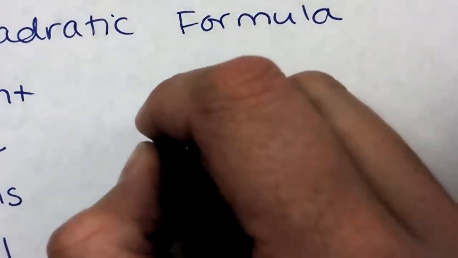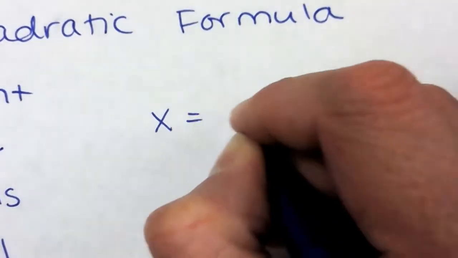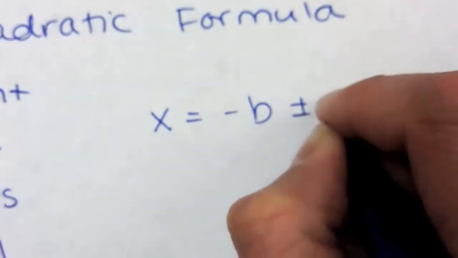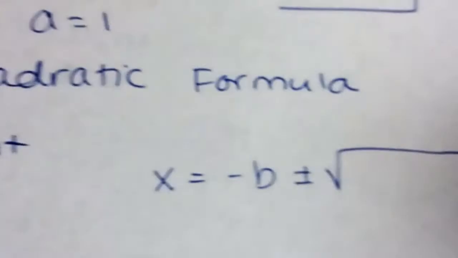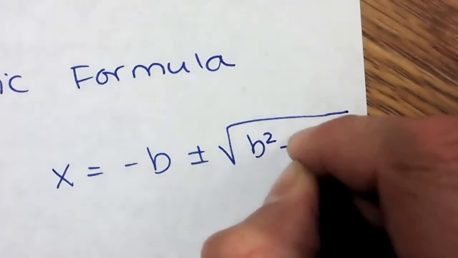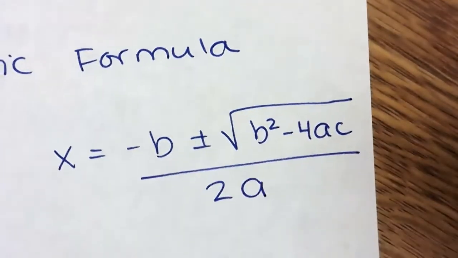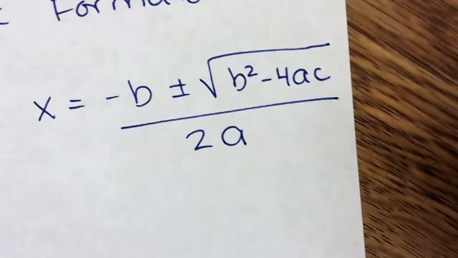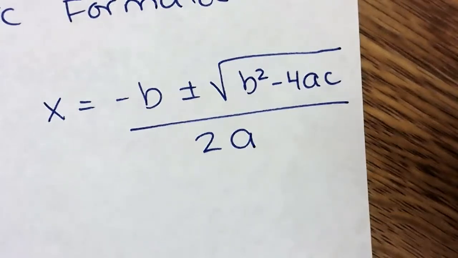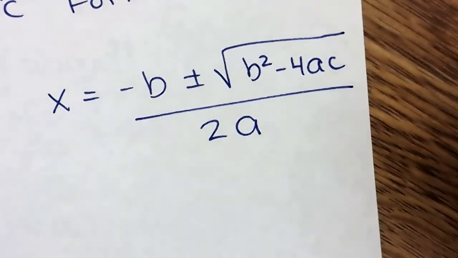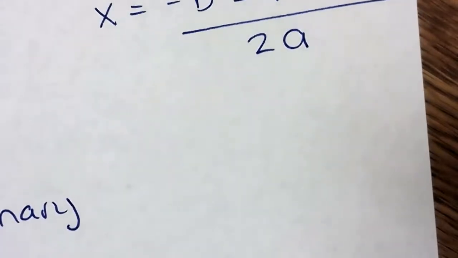Quadratic formula says x equals negative b plus or minus the square root of the discriminant, which is b squared minus 4ac, all over quantity 2a. So that takes us through how to solve. It takes us through our forms.